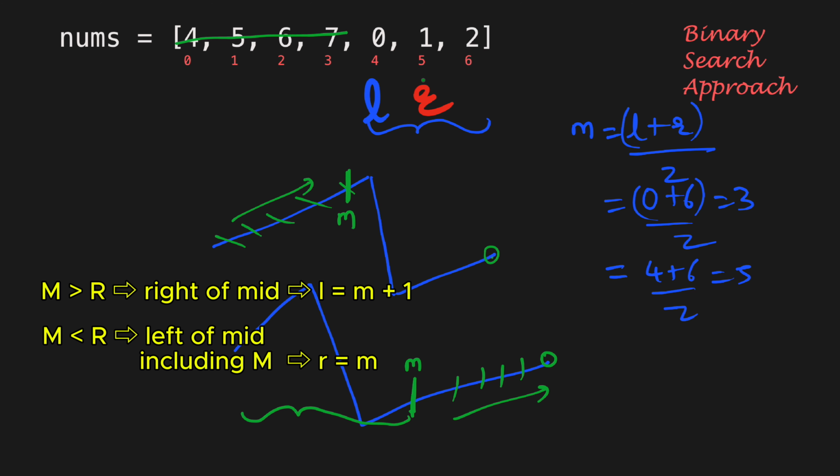So now the right pointer points to index 5 and left pointer stays at index 4. And again we calculate the midpoint, which will be equal to (4 + 5) / 2 = 4. And now the middle element 0 is less than the right element 1. So we again adjust our search space to the left by setting r equal to m. Now both the right and left pointers point to index 4, and at this point both pointers have zeroed down on a single element, which is the minimum in the rotated sorted array.